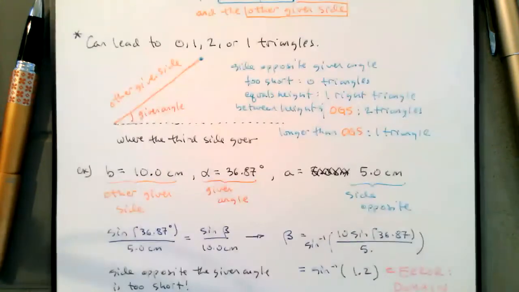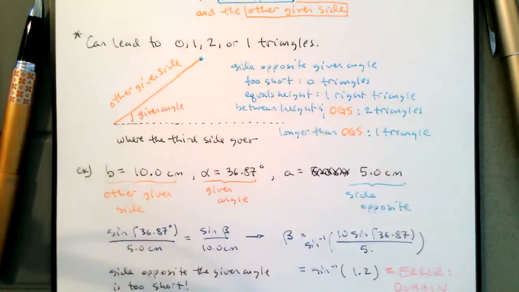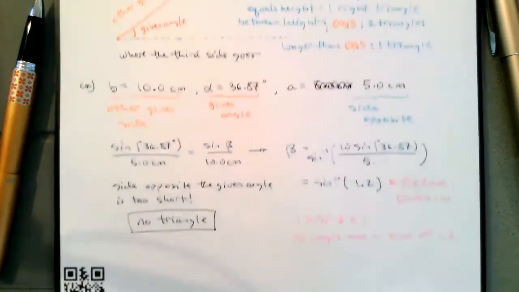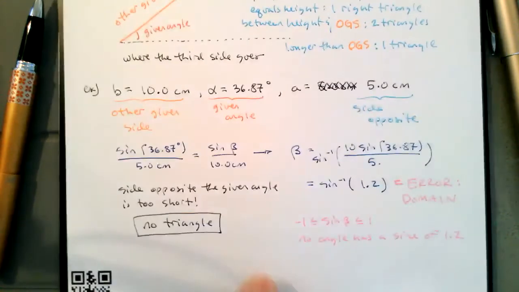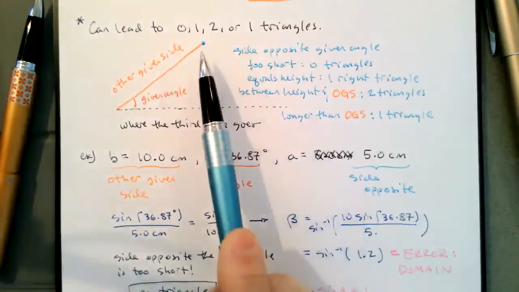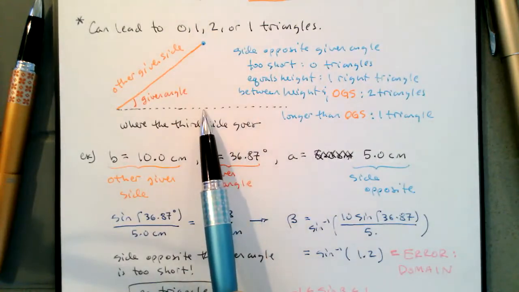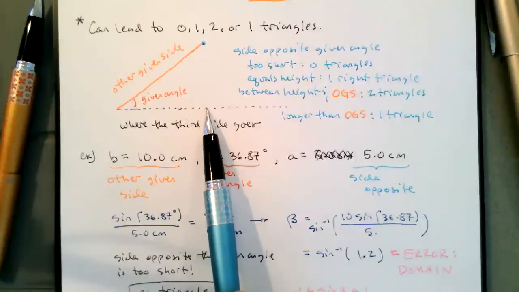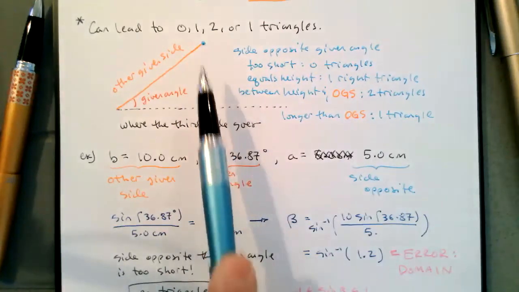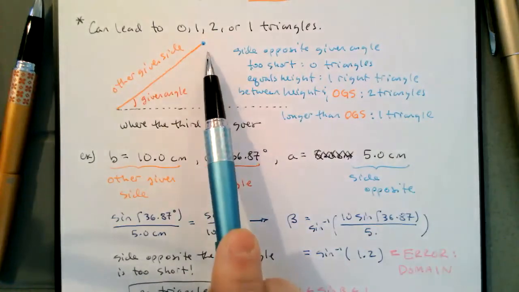So if we draw a triangle with b equal to 10 and an angle of 36.87, the distance between where this blue point is, the end of the other given side, and the line where the third side should go is more than 5. So 5 is too short to span this distance. It just kind of dangles there, hangs from this little blue dot.